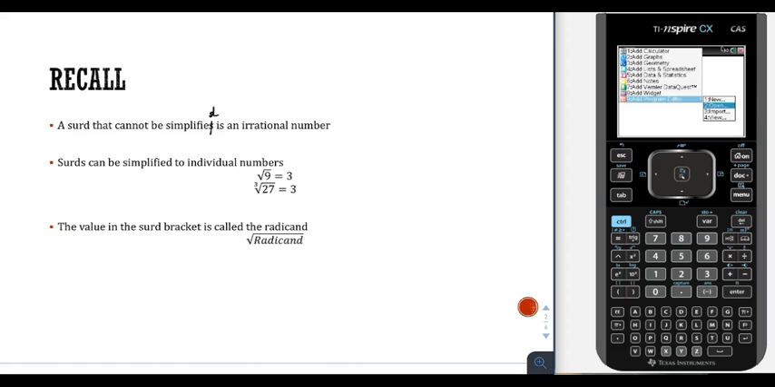This is called an irrational number. So a surd that cannot be simplified is an irrational number. Surds that can be simplified are just, I suppose, integers. So square root of 9 is 3. The cubed root of 27 is 3.